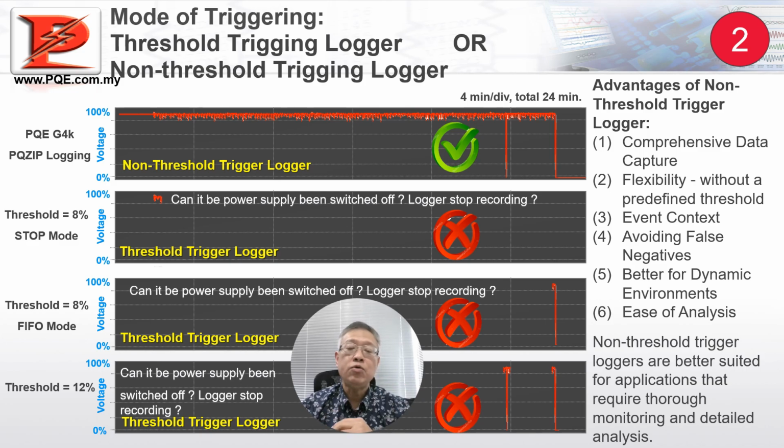By analogy, we go for annual blood tests. We hope for our healthiness, right? Likewise, always remember the power logger that we purchase is to prove the healthiness of the power system. So if the threshold trigger logger fails to record events during healthy situations, that means the power logger has failed to meet your requirement. The threshold trigger logger is only able to record events that go beyond the threshold.